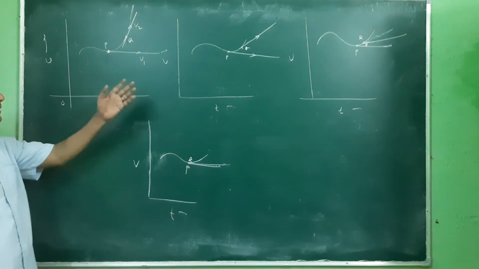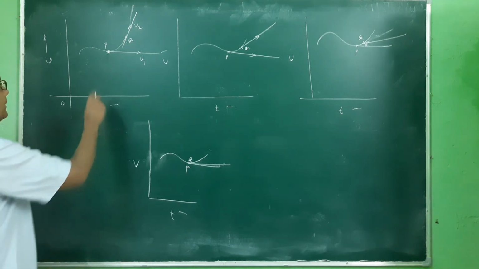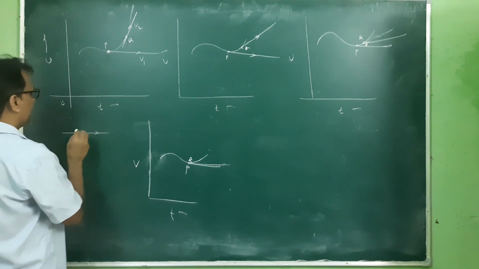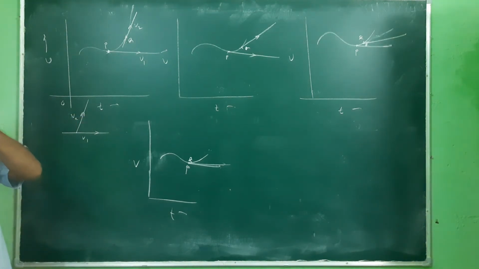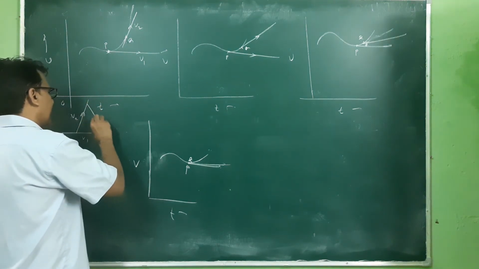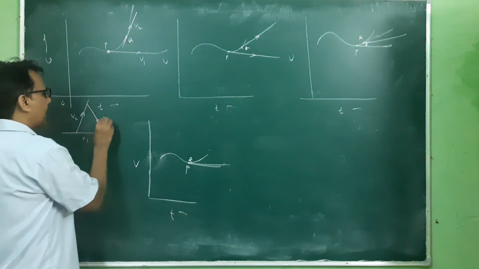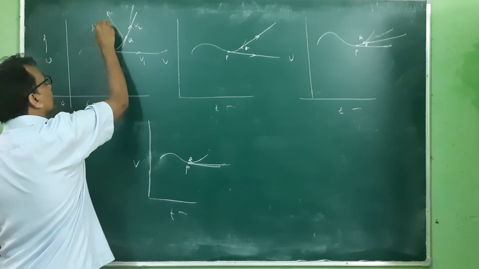Okay, now let us try to make that vector diagram. So here one vector is along v1, and the second vector is along v2, and the resultant will be this. Okay, so in this case, this is delta v, and the direction of this is the direction of that acceleration. This is the direction of the acceleration.